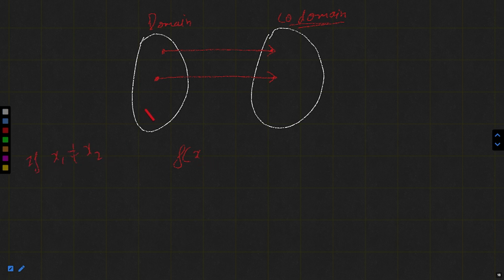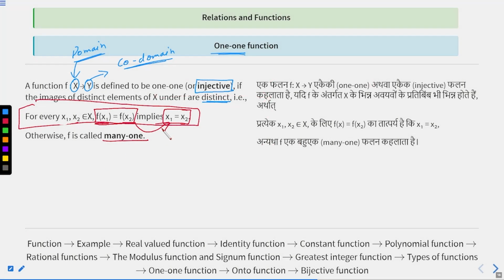And this condition holds: if x1 is not equal to x2, as you can take any two distinct elements, then f(x1) cannot be equal to f(x2). So pick any two different elements from the domain, you cannot have the same image, as you can see from the pictorial representation. So in a 1-1 diagram, this always happens. I hope it is clear to you what we mean by a 1-1 function.